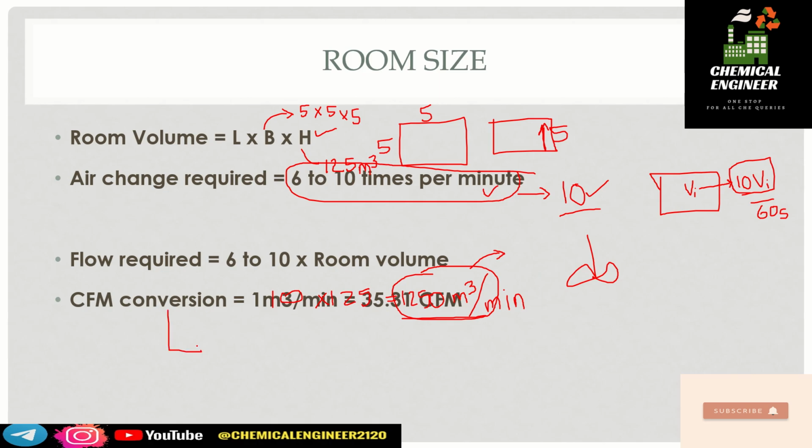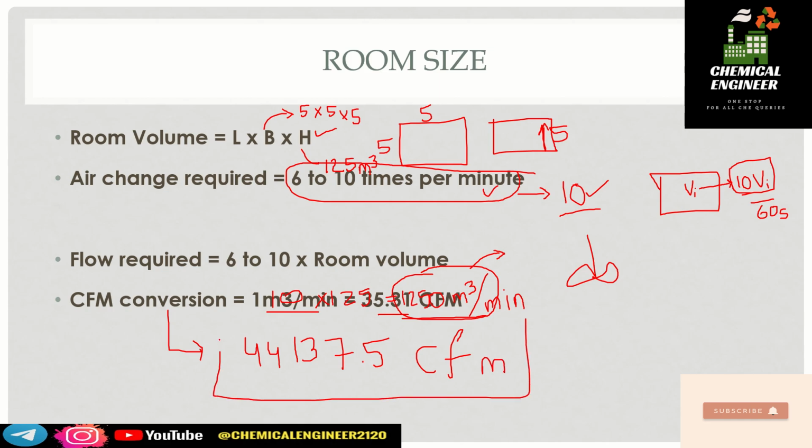If we convert it into CFM, because CFM is the general unit of measurement for designing of a fan, 1 meter cube per minute is equal to 35.31 CFM. So 1250 will be 1250 multiplied by 35.31, that is equal to 44,137.5 CFM, cubic feet per minute. This much amount of air is required to be removed per minute from the room.